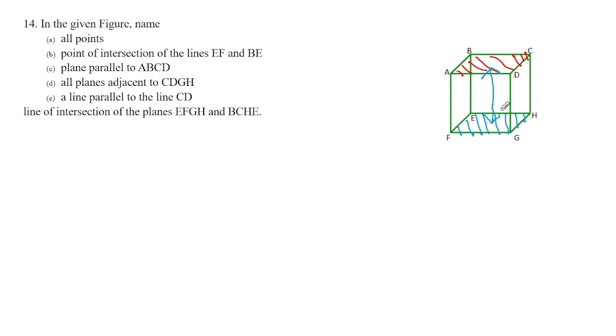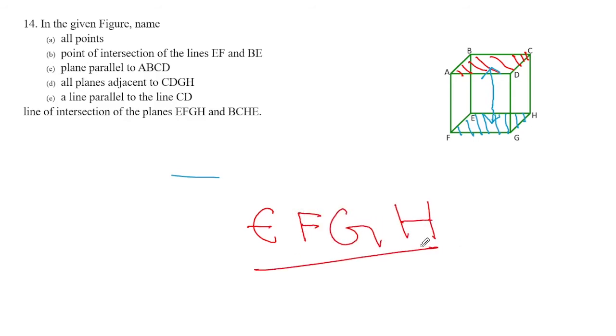Okay, so the plane parallel to A, B, C, D is plane E, F, G, H. There. That's the plane parallel to the plane A, B, C, D. Yes, we did it.